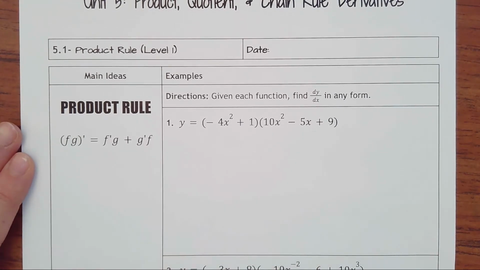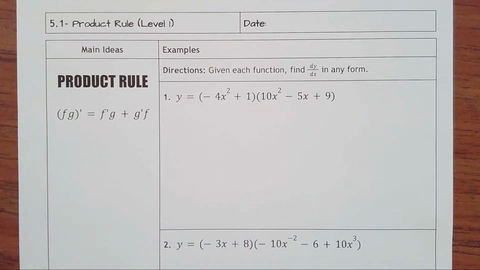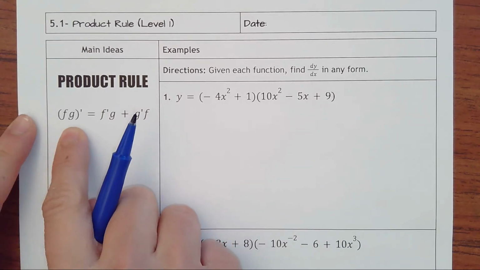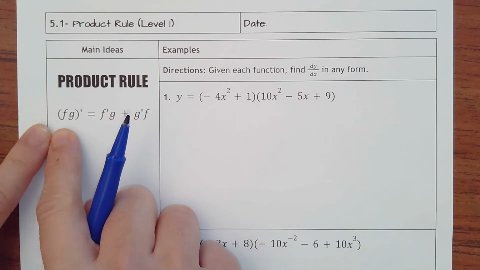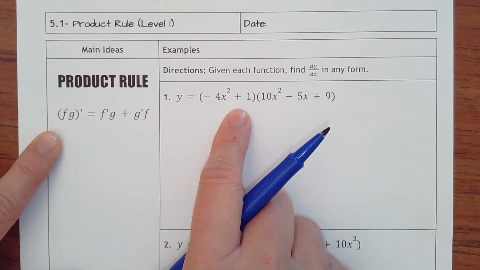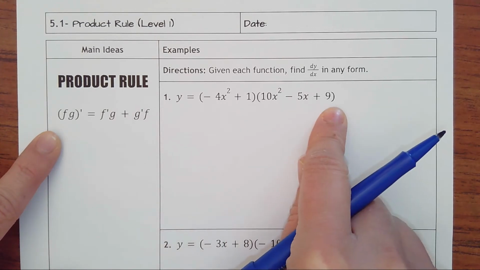Level 1, they're pretty straightforward. And once you get the hang of it, it's really not too bad. So product rule means that you're going to have something like a function times another function. So we'll call the first function f and the second one g. So in this example, my f would be this negative 4x squared plus 1. My g would be this trinomial here.